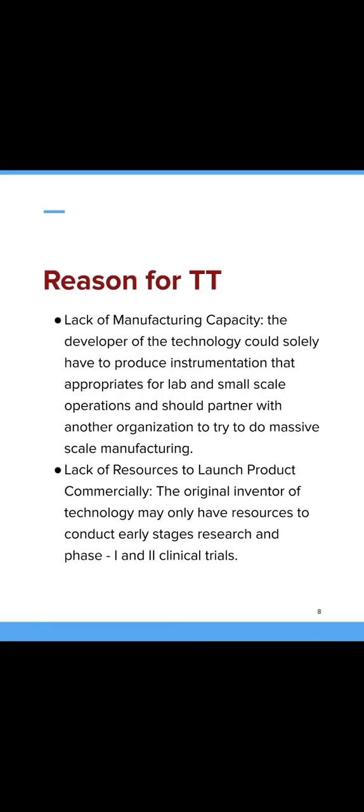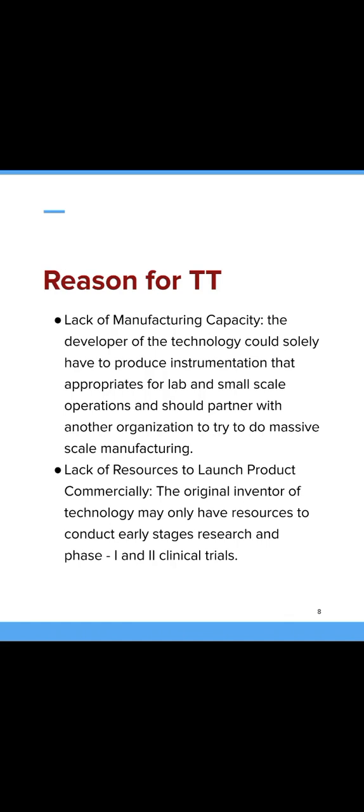It includes lack of manufacturing capacity. The developer of the technology could solely produce instrumentation that is appropriate for labs and small scale operations and should partner with another organization to do massive scale manufacturing. Second, lack of researchers to launch the product commercially.